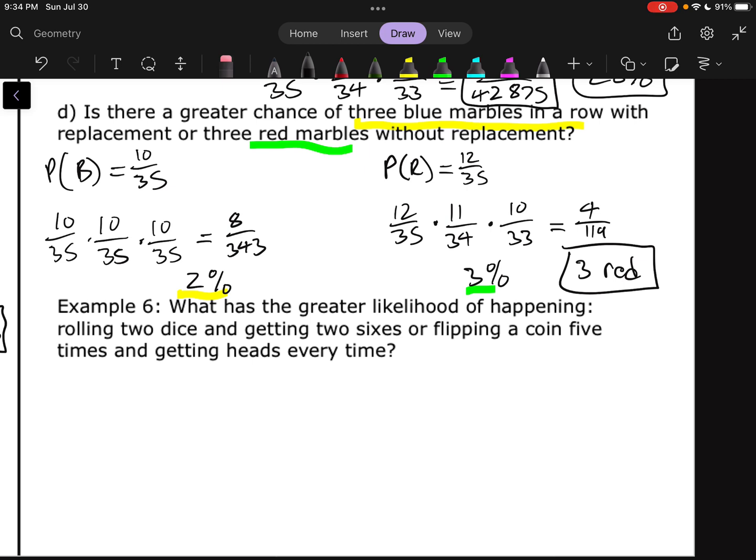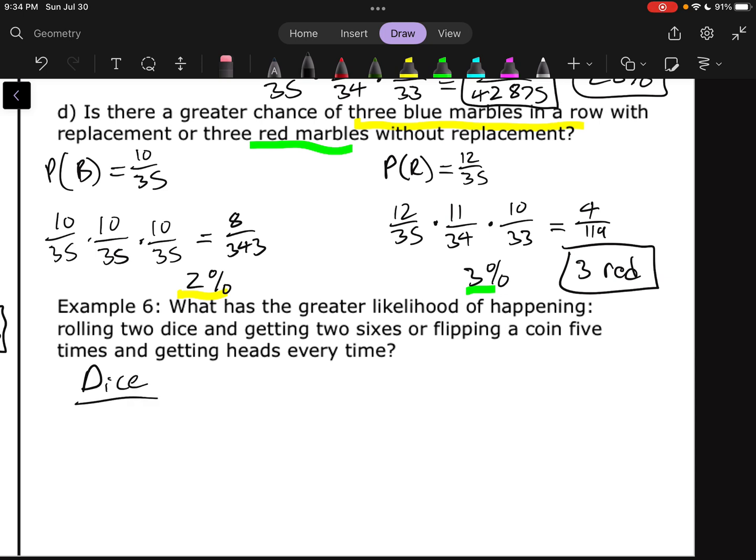And then last one, example 6 says, what has the greater likelihood of happening? Rolling 2 dice and getting 2 sixes, or flipping a coin 5 times and getting heads each time? All right, now these are completely independent events. We're not losing anything. Rolling a dice isn't going to affect anything. So let's just find the dice first.